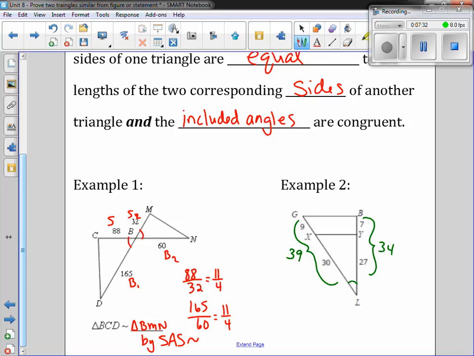So I'm going to compare 30 to 39, which simplifies to 10/13, and I'm going to compare 27 to 34, which does not simplify, so therefore we say that they are not similar because the sides are not proportional.